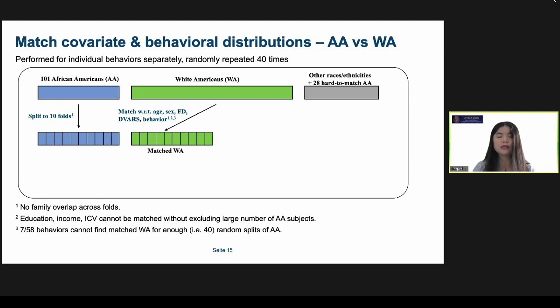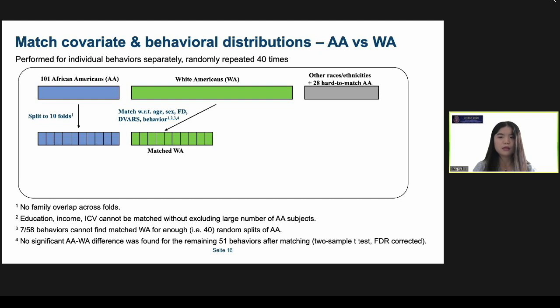We also found that there were 7 behaviors that can't find a good match between white Americans and African Americans. They won't be included in the following analysis. For the remaining behaviors, the matched white Americans and African Americans showed no significant difference with respect to age, sex, motion, and behavior scores.